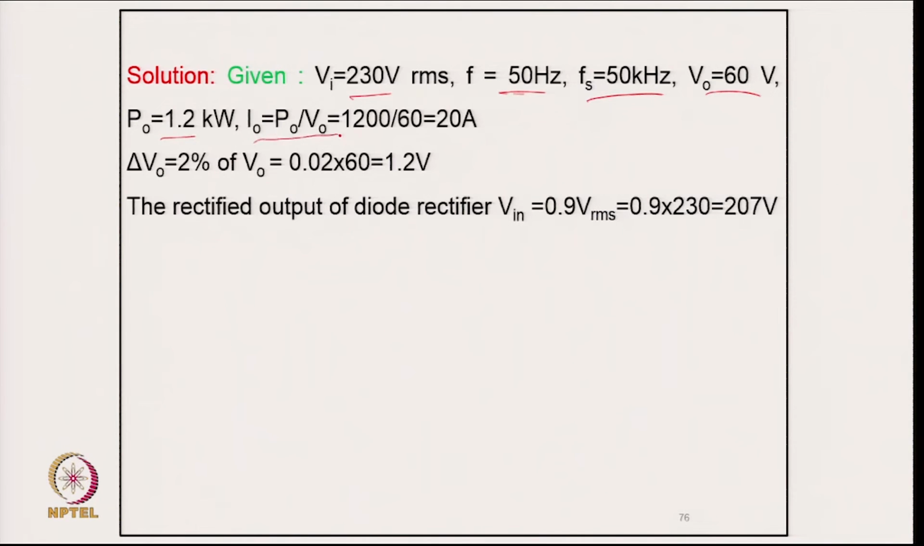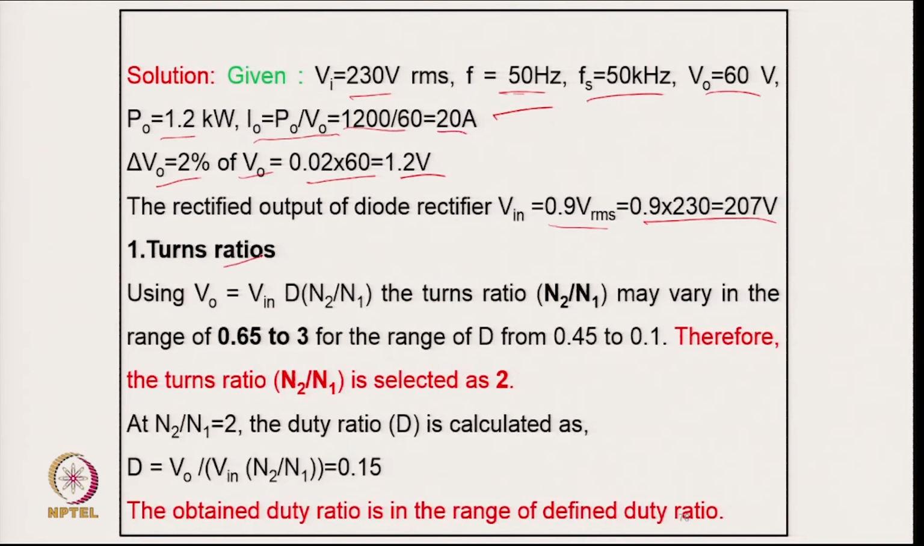So, we can find out the output load current, that is power divided by voltage. So, that is 20 ampere, and we have a ripple voltage of 2%. So, it comes to 1.2 volt, and the rectified output of the diode is the average of 230, that is 207 volt. First we can find out the turns ratio.